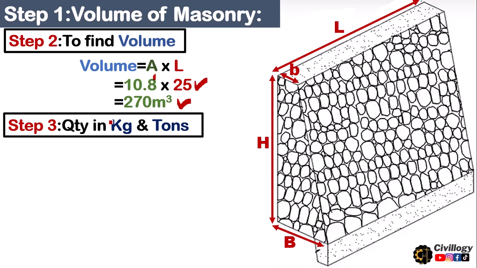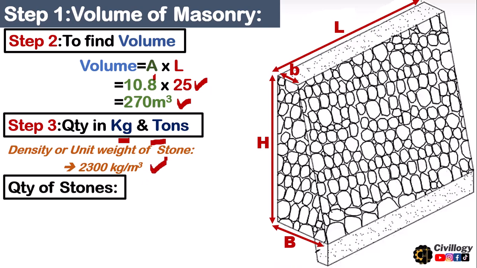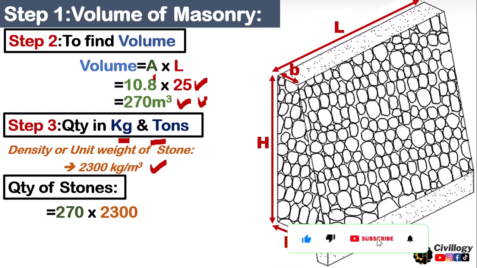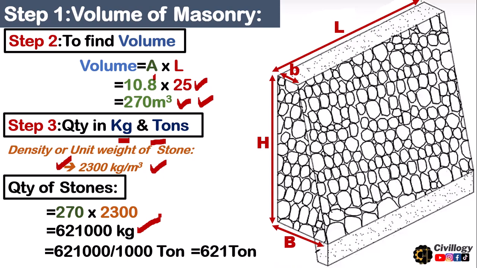Now we are going to calculate the quantity of stones in kg and tons. For this, you must know the density or unit weight of stone, which is 2300 kg per cubic meter. By multiplying this volume of 270 by the density of the stone, you will get the weight in kgs, which is 621,000 kg. Now to convert it into tons, divide this value by 1000, and you will get the weight of stone in tons, which comes out to be 621 tons.